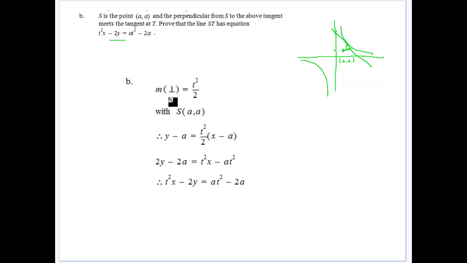So, well, if it's perpendicular to the tangent at T, then it'll have t squared on 2 as our gradient, because 2 on t minus 2 on t squared was the gradient of the tangent. So we've got our point, we've got our gradient, so we substitute that into point-gradient form of a line, and we were able to get the equation of our line that we needed.